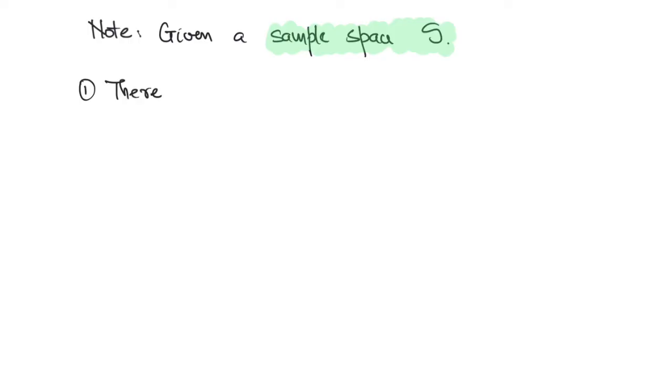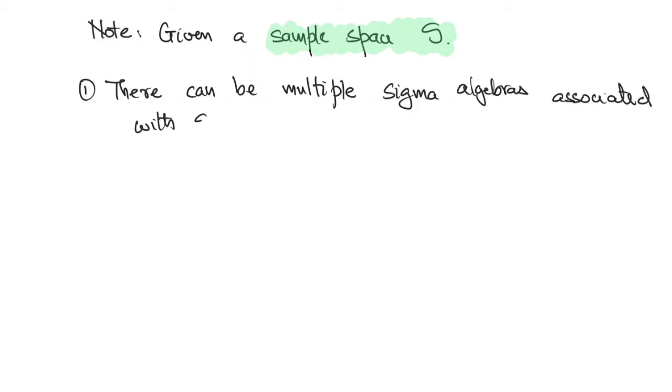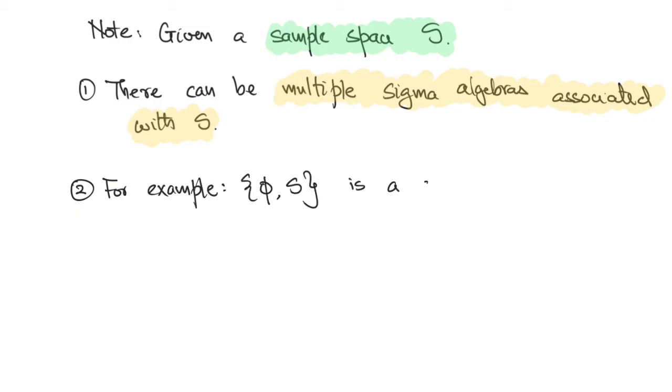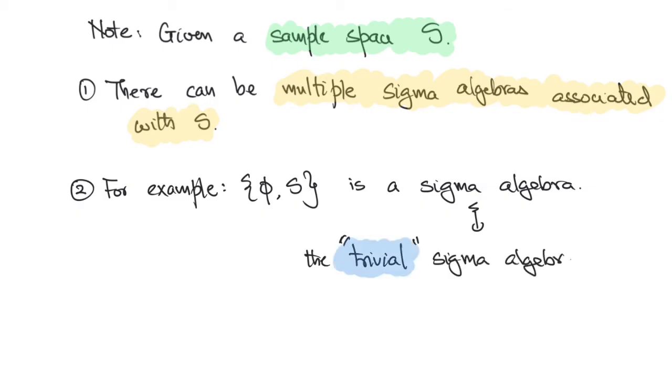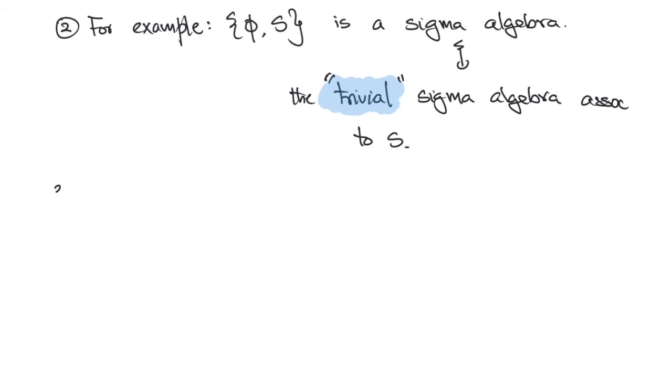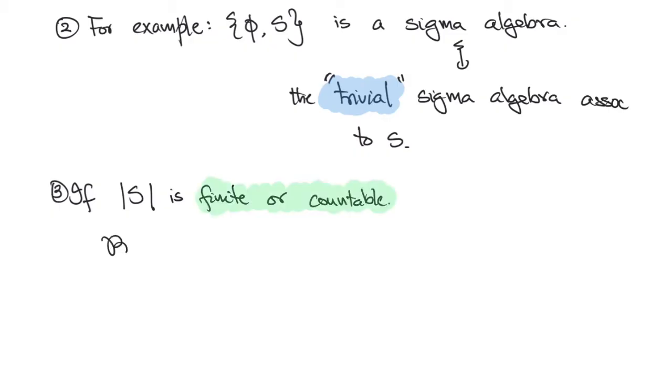Note that given a sample space S, there can be multiple sigma algebras that could be associated with the sample space. For example, if we were to work with the collection of sets, the empty set and the entire sample space, this would satisfy all the conditions for a sigma algebra, and it is typically called the trivial sigma algebra associated to S. If the sample space is finite or countable, then we can consider the collection of all subsets of S, including S itself.